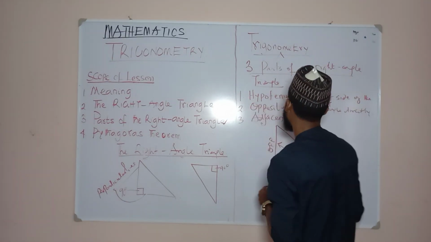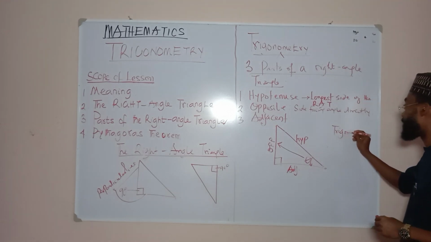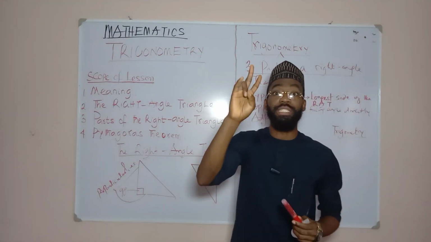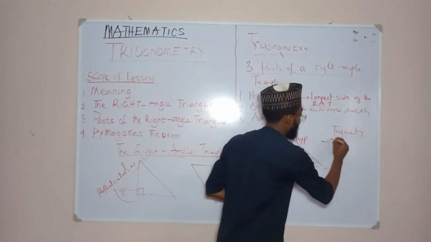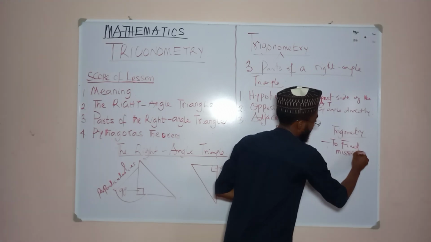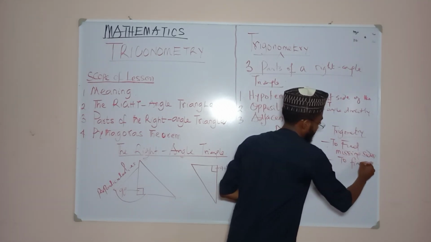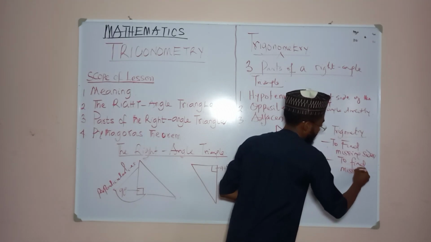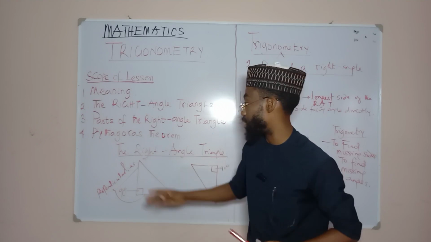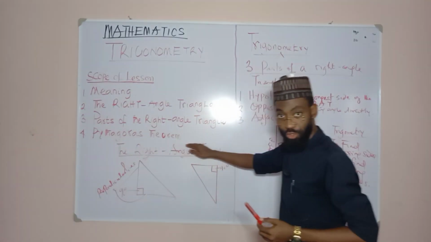So that's about that. Now, why do we study trigonometry? Simply put, there are two reasons we study trigonometry: to find missing sides, and to find missing angles. These are the two major reasons we study trigonometry. But in today's class, we're going to round off with a part 1 with Pythagoras theorem.